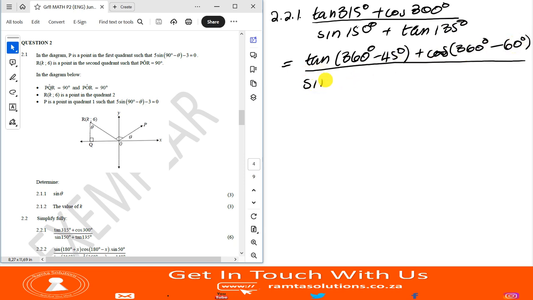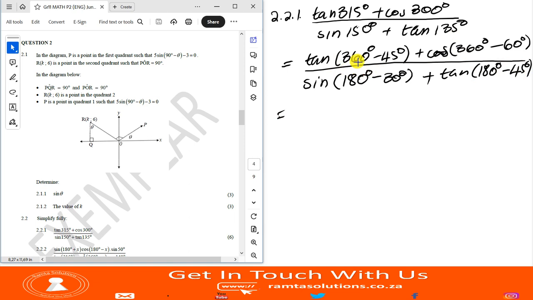Sine 150. 150 degrees is in the second quadrant. We work with 180. 180 minus 150 is 30. 135 again is in the second quadrant, where we work with 180 degrees minus. 180 degrees minus 135 is 45 degrees.